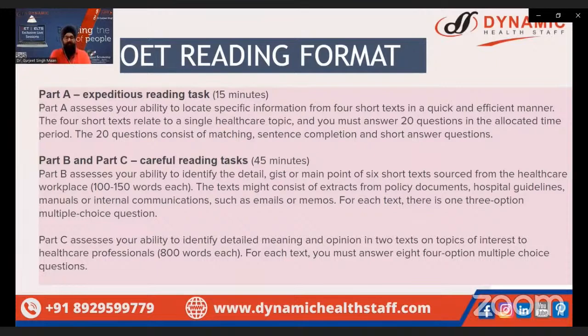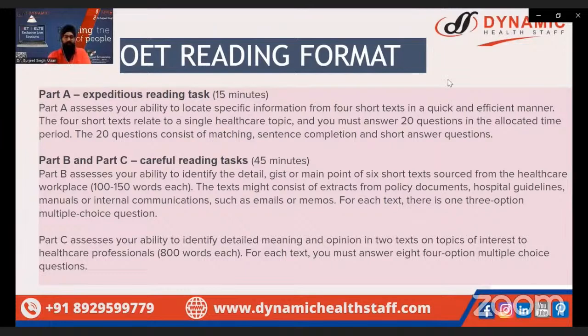Coming to part C, it will assess your ability to identify detailed meaning. There will be 2 long texts related to a single healthcare topic. The text length will be around 800 words each. For each text you must answer 8 questions, and these will have 4 options. So that will be your format for parts A, B, and C.